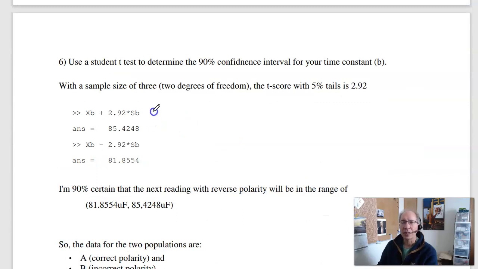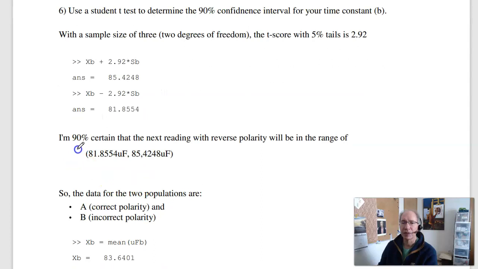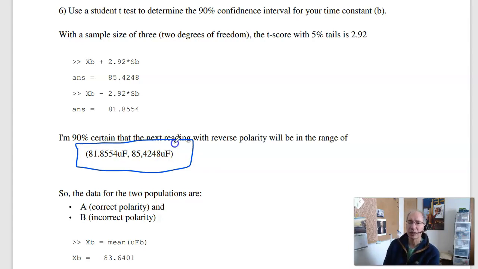I can now, same as before, find the mean, find the standard deviation, and find the confidence interval. So with that, I'm 90% certain that the next reading I take with this capacitor with the incorrect polarity will be somewhere between 81 and 85 microfarads.